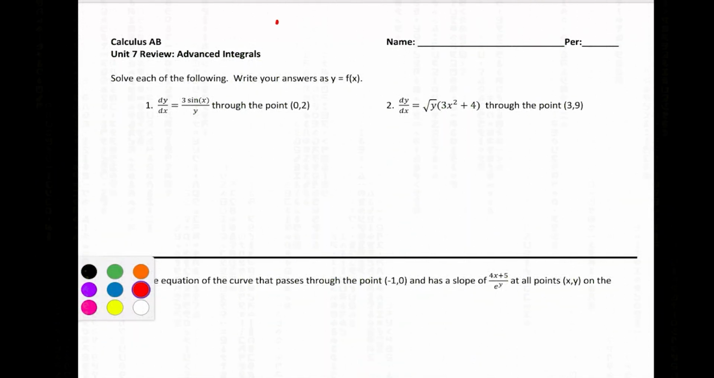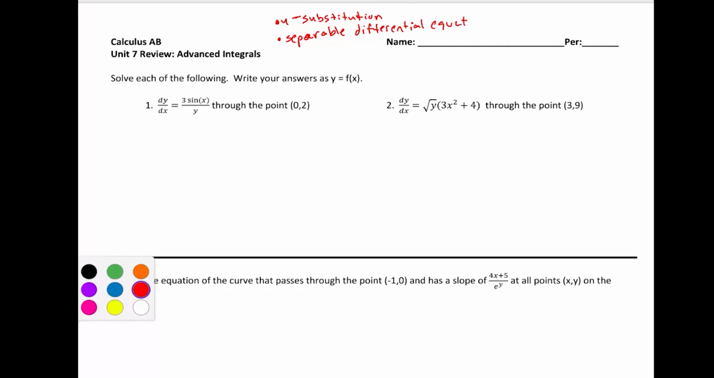Hey y'all, welcome back. Today we are reviewing for our Unit 7 test, which covers really just three major topics here. We're going to be doing a lot of u-substitution. That was the first thing we covered. And then we had several days where we went over separable differential equations. And then the last topic, which is really just kind of an offshoot of those separable differential equations, was slope fields. So these three topics are what we're going to focus on in this review.